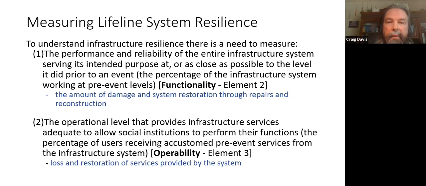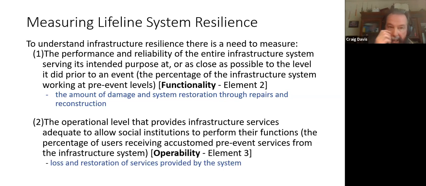So to understand infrastructure resilience, there's a need to measure the performance and reliability of the entire infrastructure system, serving its intended purpose at or as close as possible to the level it did prior to the event. This is basically looking at the percentage of the infrastructure system working at pre-event levels. This is functionality, which is element 2 of the framework.